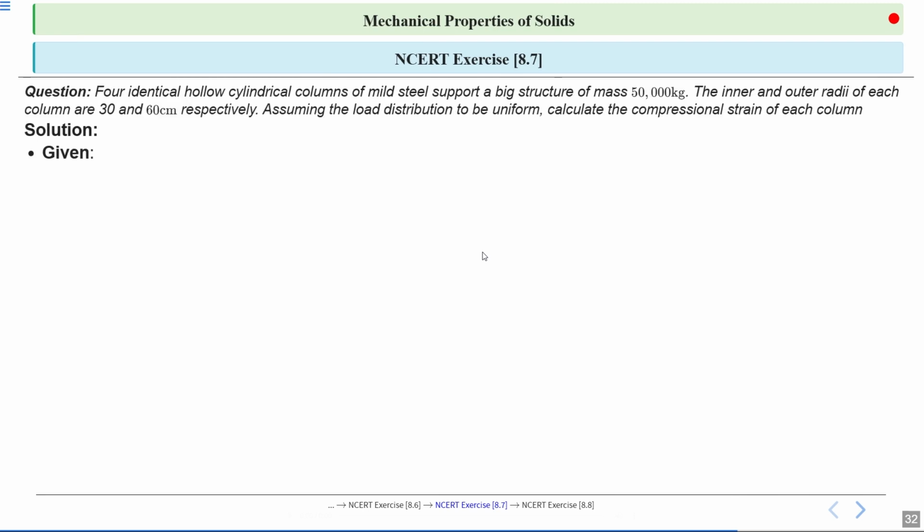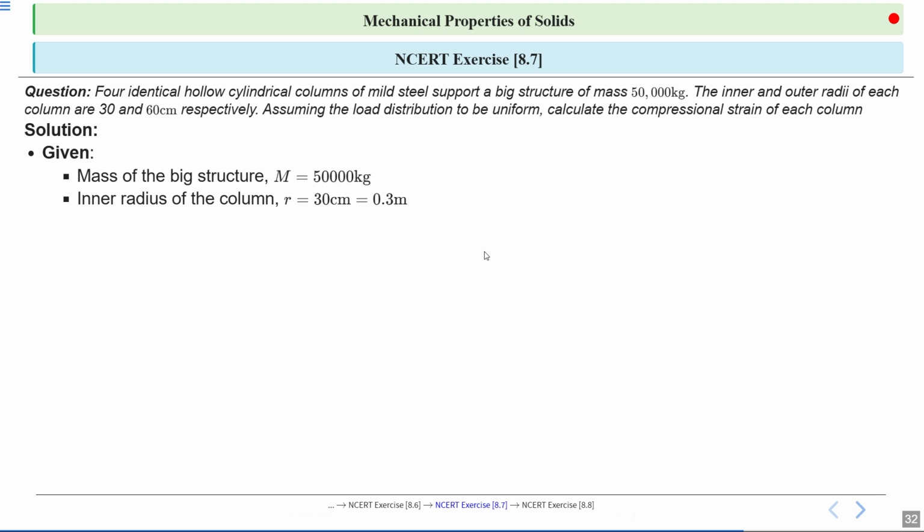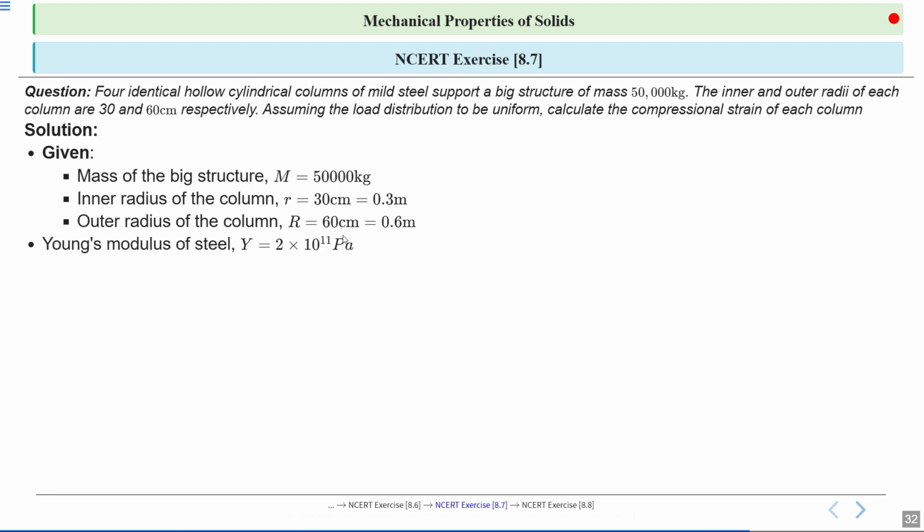Let's start by identifying the information given in the problem. So mass of the big structure m equal to 50,000 kg and inner radius of the column r equal to 30 centimeter. Here we need to convert 30 centimeter to meter. So just divide by 100, you will get 0.3 meter. Outer radius of the column r equal to 60 centimeter. Again here we need to convert it in meter. So just divide by 100 and you will get 0.6 meter. Young's modulus of steel Y equal to 2 into 10 raised to 11 Pascal.